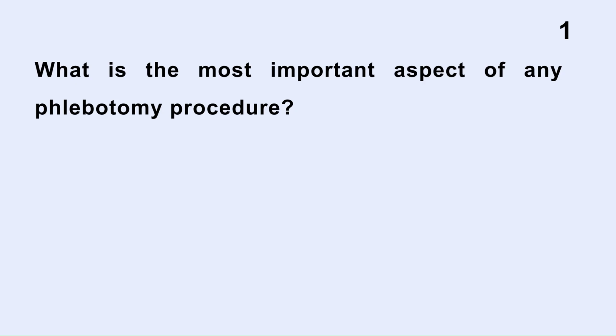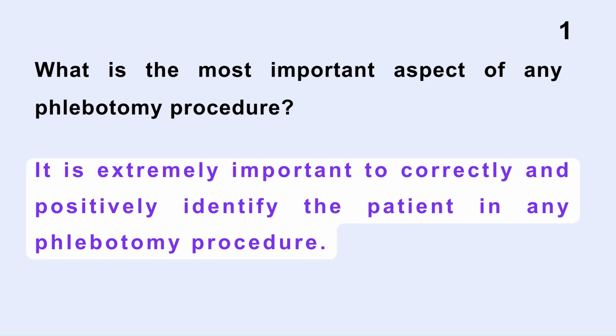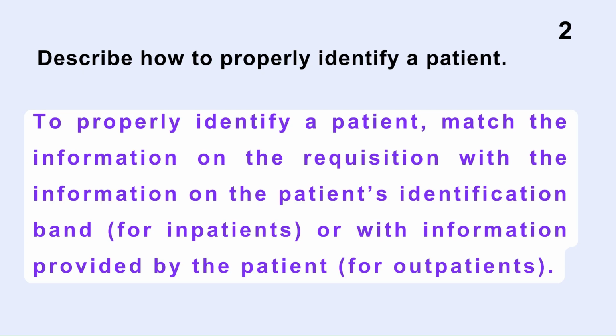What is the most important aspect of any phlebotomy procedure? It is extremely important to correctly and positively identify the patient in any phlebotomy procedure. Number 2. Describe how to properly identify a patient. To properly identify a patient, match the information on the requisition with the information on the patient's identification band for inpatients, or with information provided by the patient for outpatients.